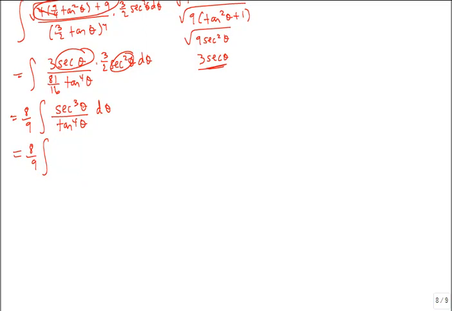Okay, secant cubed theta is 1 over cosine cubed theta. Remember that 1 over tangent to the fourth theta is the same as cotangent to the fourth theta, which is cosine to the fourth over sine to the fourth. So I'm going to multiply by that on the side here. Whoops, I wrote it upside down. So the cosines are on the top and the sines are on the bottom.